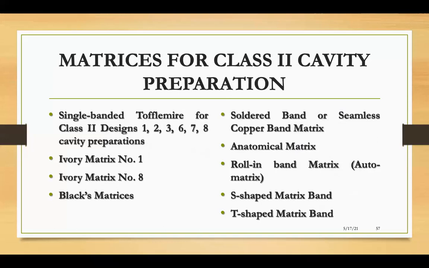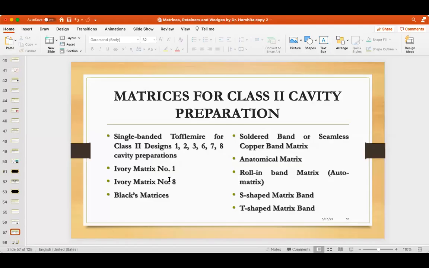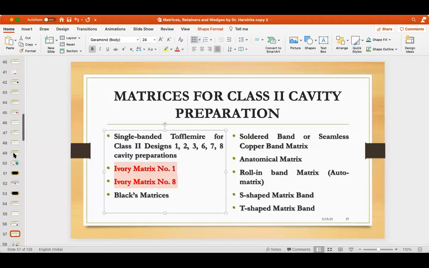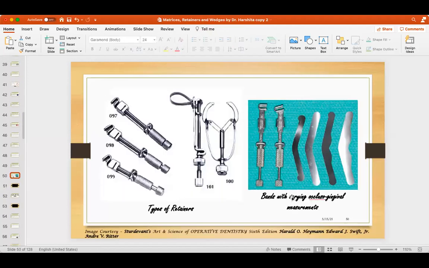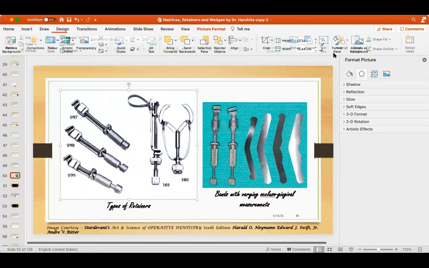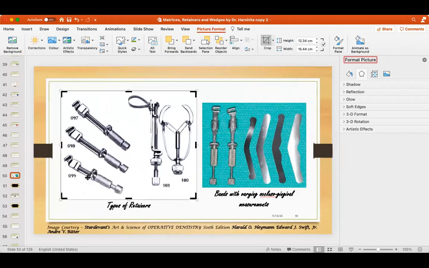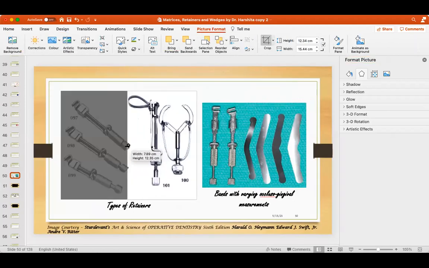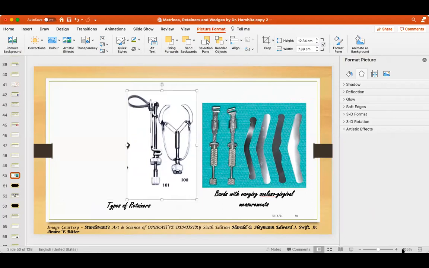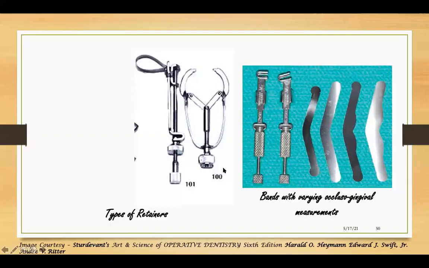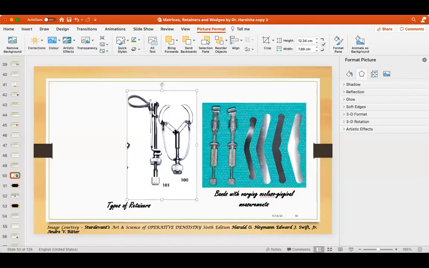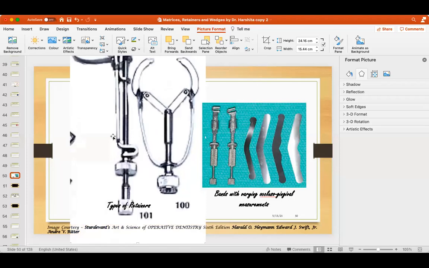Now let's go back to this. Please remember these two things. This is an important Viva question, and the reason I'm going back to this image is to show you exactly these two. Let me crop this and show you better. This is an easy trick that I used to remember which one is which. There are two kinds, ivory matrix 1 and ivory matrix number 8.